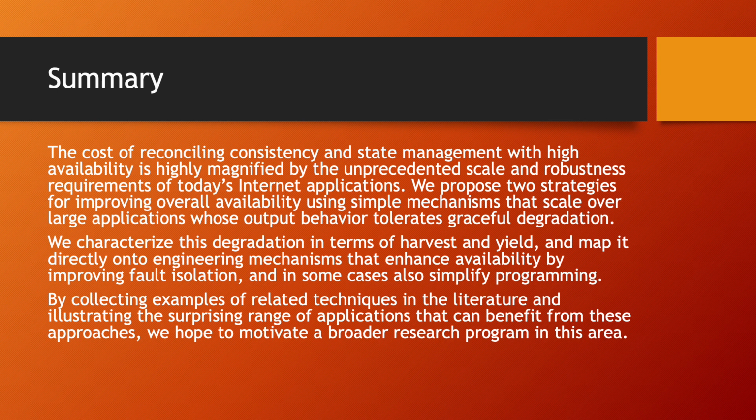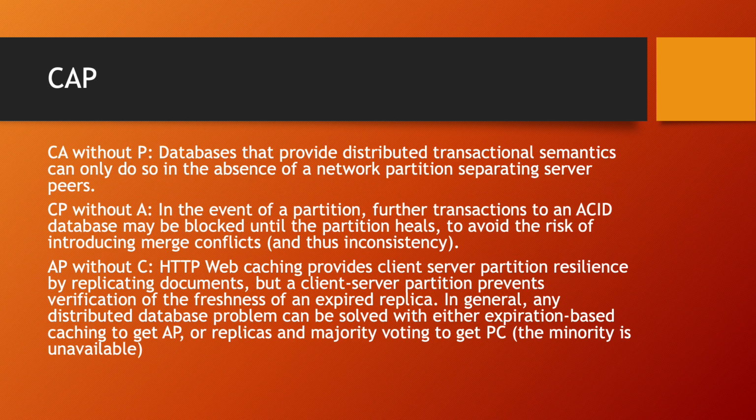We propose two strategies for improving overall availability using simple mechanisms that scale over large applications whose output behavior tolerates graceful degradation. We characterize this degradation in terms of harvest and yield and map it directly onto engineering mechanisms that enhance availability by improving fault isolation and in some cases also simplify programming. By collecting examples of related techniques in the literature and illustrating the surprising range of applications that can benefit from these approaches, we hope to motivate a broader research program in this area.